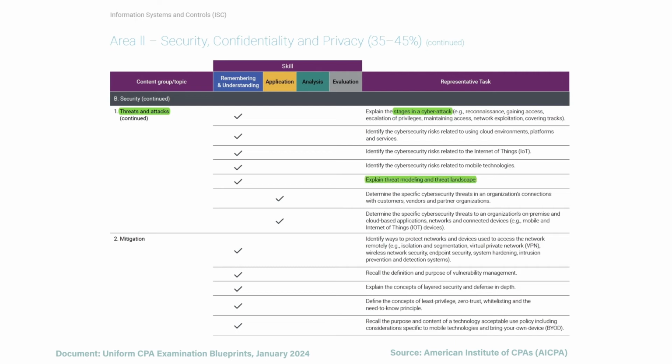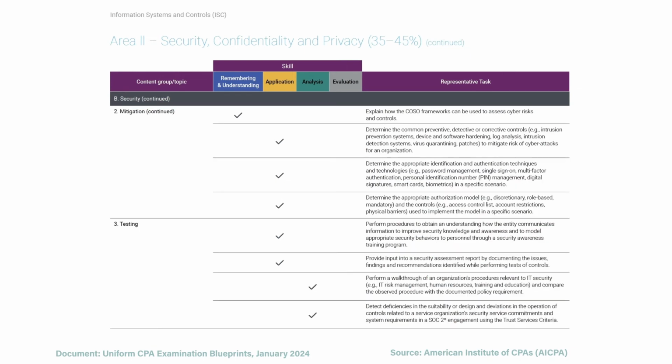Once we understand the threats and attacks, we can focus on mitigating these threats. So we can talk about how you use a VPN to mitigate these threats, how you use endpoint security, etc. Then we talk about vulnerability management. We talk about layered security and defense in depth. We talk about the difference between least privilege, zero trust, whitelisting, and the need to know principle. And then we talk about acceptable use policy for technology.